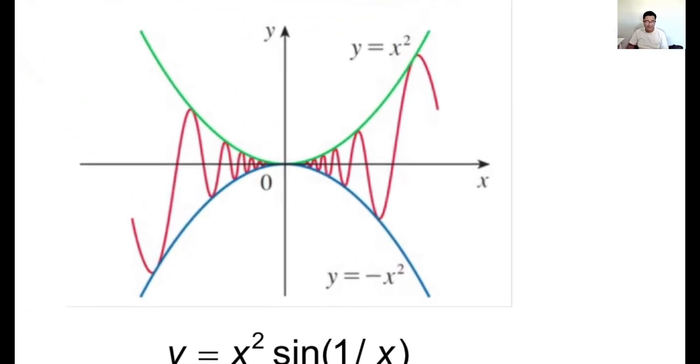And here's the idea of that graph. The green is y equals x square. The blue is negative x square. Both of them have the same limit at 0, which is 0. And the red one is the fluctuating x square sine 1 over x. And you can see that it is squeezed to 0, although it would have been difficult to prove otherwise.